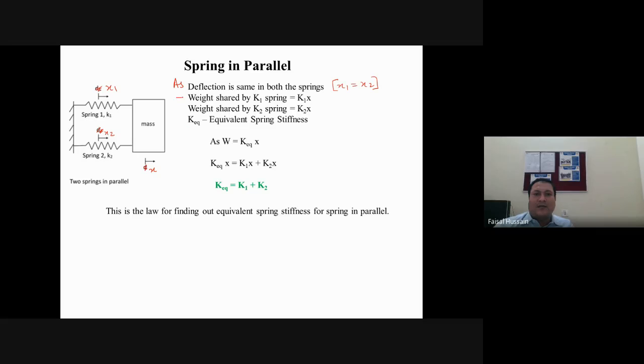Similarly, the weight shared by the K1 spring will be K1 into X because the basic relation is W by X. So what will be W? W will be K into X. So the load shared by the K1 spring will be W1 equal to K1 into X, and the load shared by the K2 spring will be W2 equal to K2 into X.